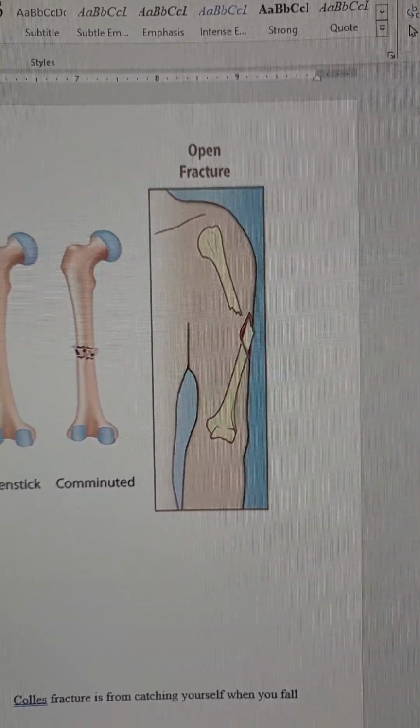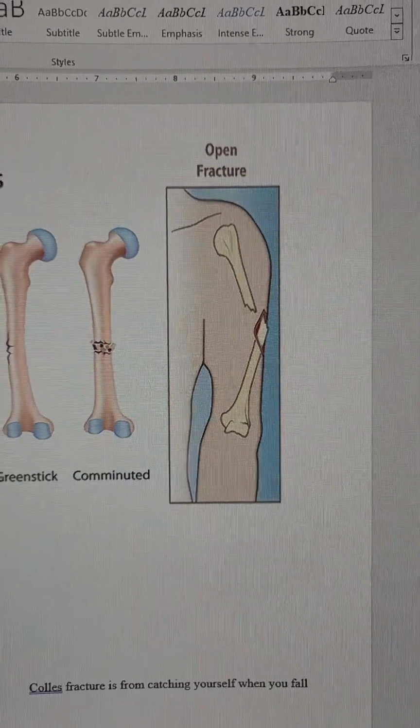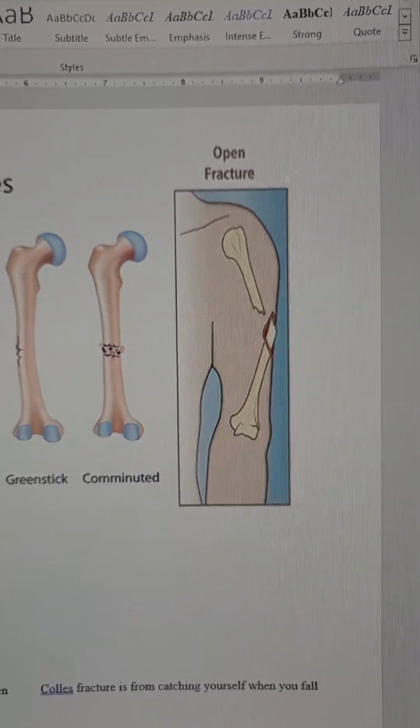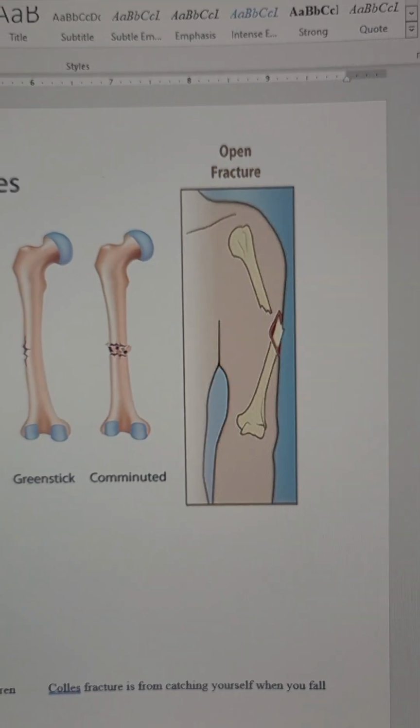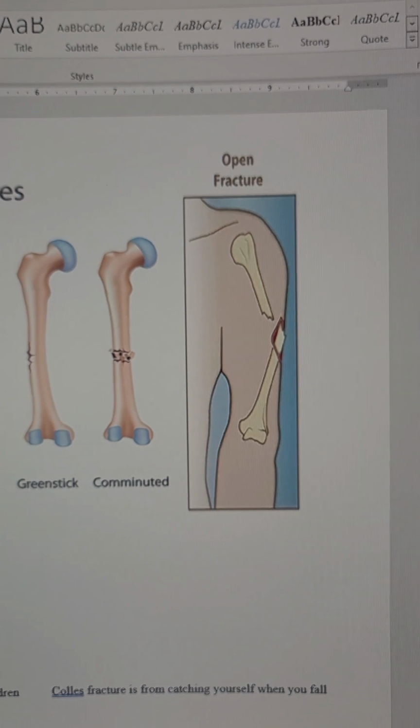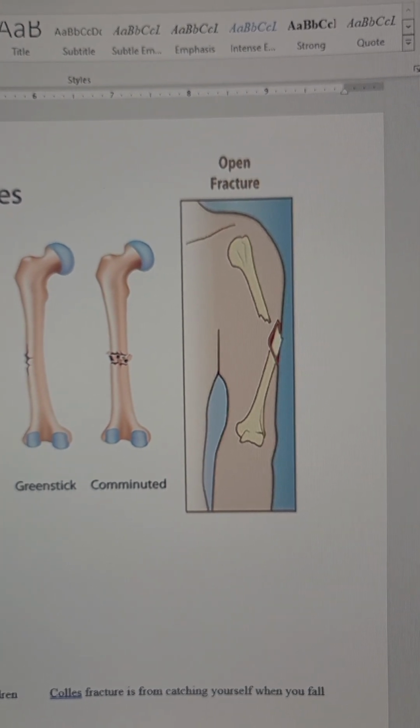Next, you see an open fracture. That is when the bone has broken and it has penetrated the skin. That one is considered a medical emergency because anytime you have bone exposed to the outside environment, you run the risk of getting a bone infection, and that can be life-threatening.